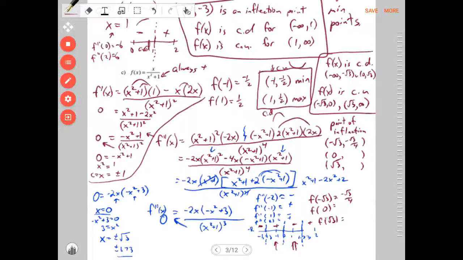When we type in 0 into our function, that just worked out to 0. So 0, 0 is a point of inflection, and then positive root 3 gave us root 3 over 4. So that is our other point of inflection. And just for the fun of it, that is negative 0.43 and positive 0.43, if you want to graph and have a look.